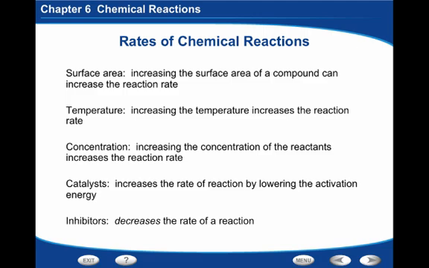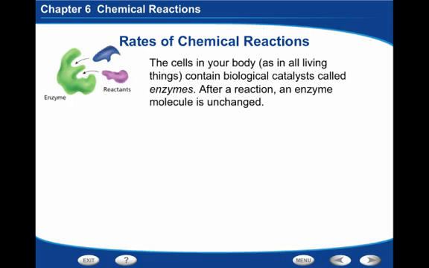A catalyst increases the rate of reaction by lowering the activation energy needed. So when we have a catalyst, usually it goes unharmed as well, and it just doesn't take as much to get things going. And then we have what we call an inhibitor, and this is what decreases the rate of reaction. So we put certain preservatives in foods as inhibitors to help decrease the rate of reaction, and hopefully then foods won't spoil as quickly.